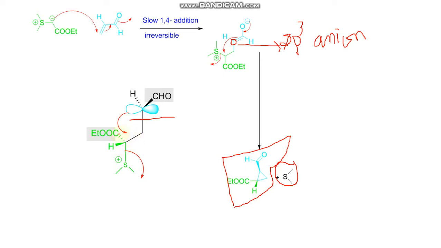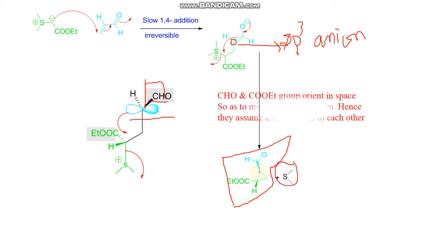Now, to make a stable intermediate, obviously you can understand that this CHO is bulkier on this side and this COOT is bulkier on this side, so they will be situated as far as possible. That's why if this CHO is above, COOT will be below the plane or in the plane. So in the reaction conditions, you have to remember that the CHO and COOT groups orient in space so as to minimize repulsion. Hence they assume the trans position. So this is the 1,4 addition.